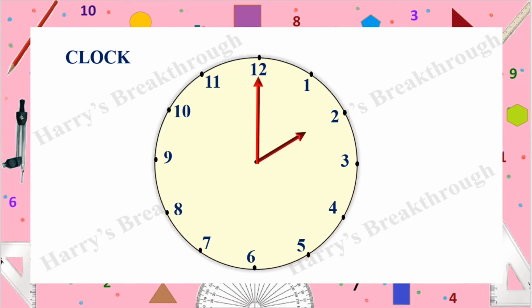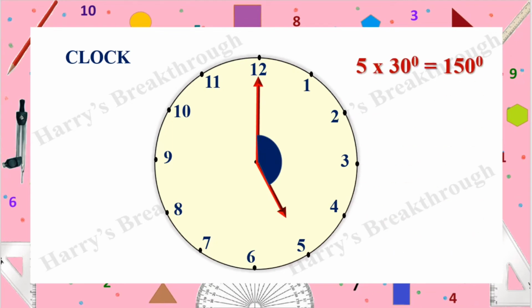And when it is 2 o'clock, the angle will be 2 times 30. That means 2 into 30 is equal to 60 degrees. And for 3 o'clock, the angle will be 3 into 30 is equal to 90 degrees. And at 4 o'clock, the angle between these two hands will be 4 into 30 is equal to 120 degrees. So this angle will be 120 degrees. And at 5 o'clock, the angle will be 5 into 30 is equal to 150 degrees.